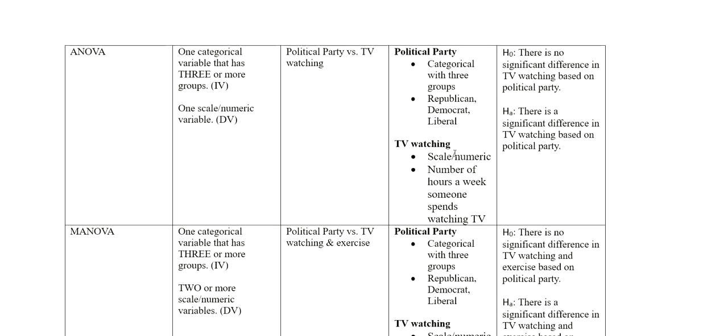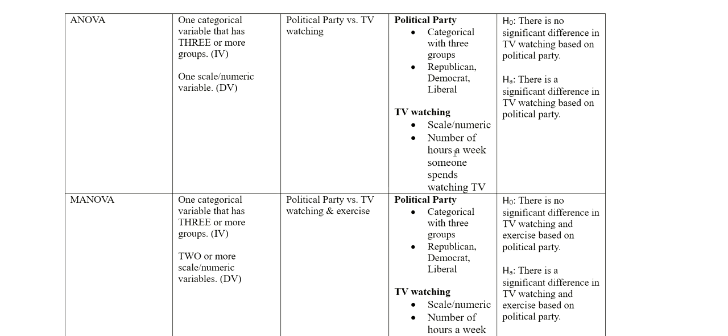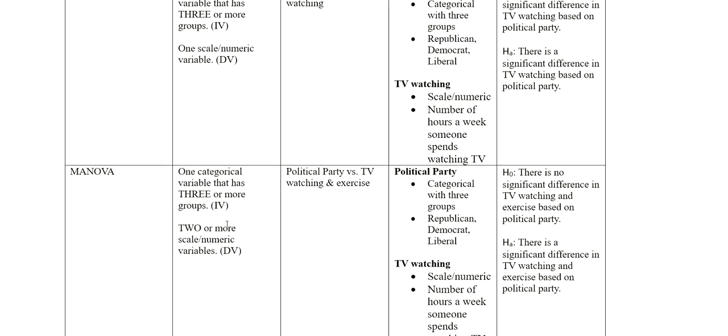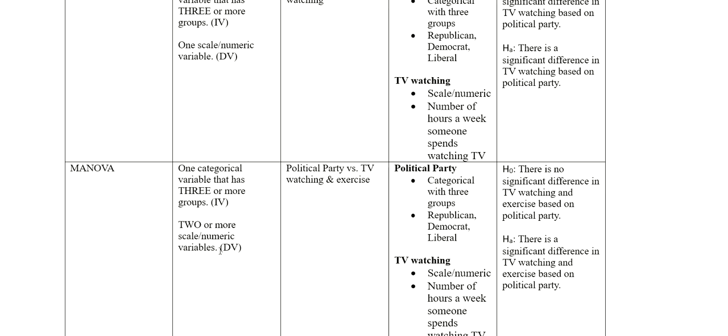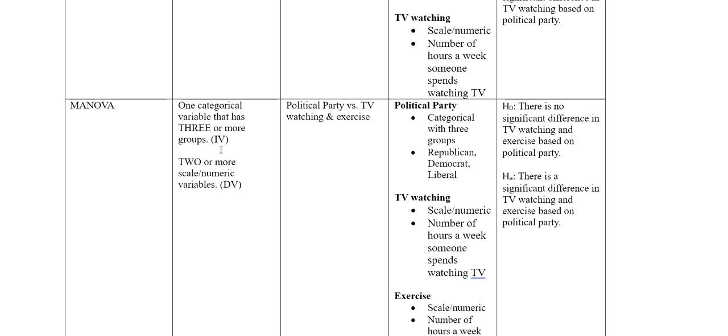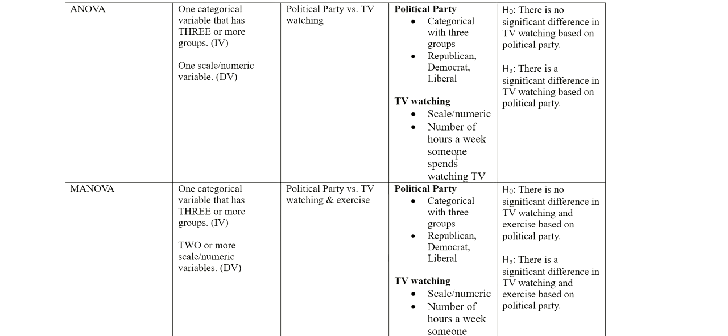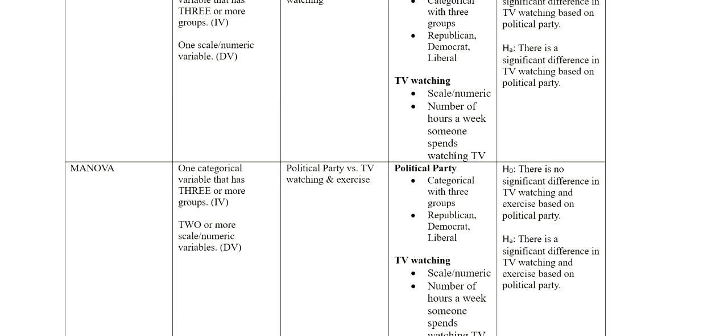So next, let's move on to the Manova, so multiple Anovas. And the only difference between an Anova and a Manova is that here we've got that one categorical variable that's got three or more groups, but then for our dependent variable, we've got two or more scale numeric variables. So we're doing multiple Anovas here. We still have just that three or more groups, so here we still have political party. And we still have TV watching.